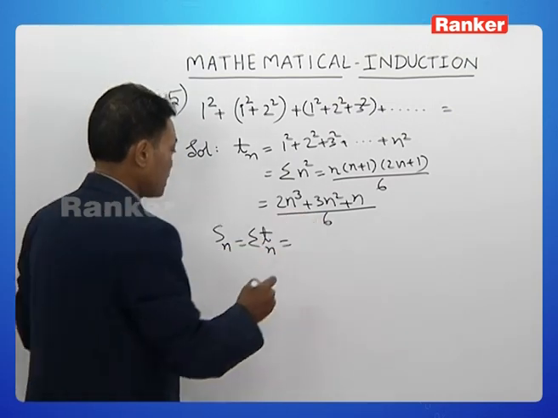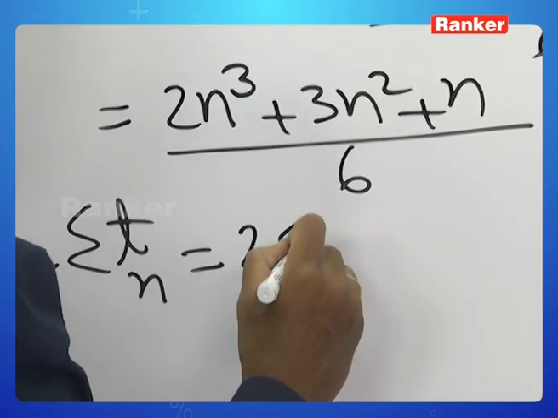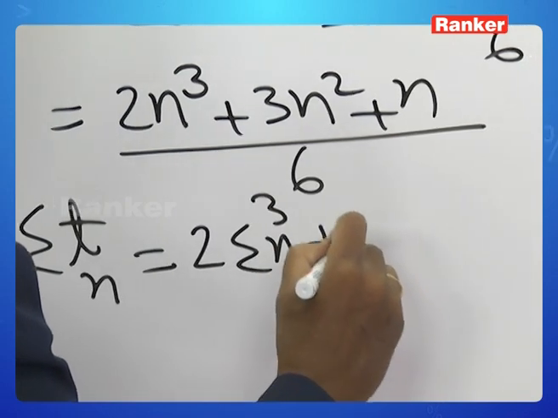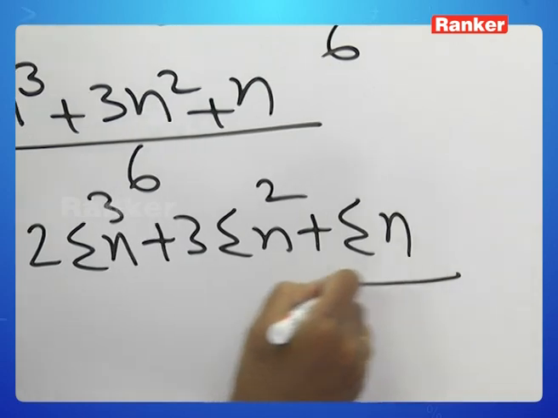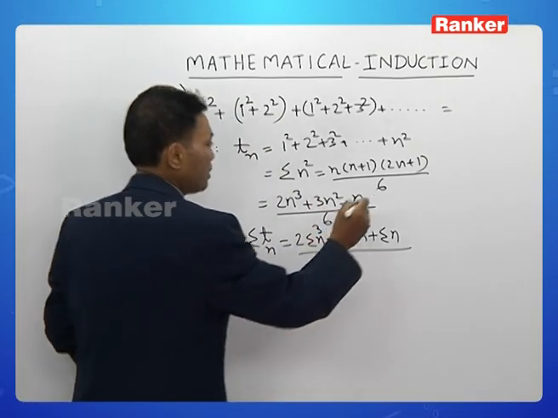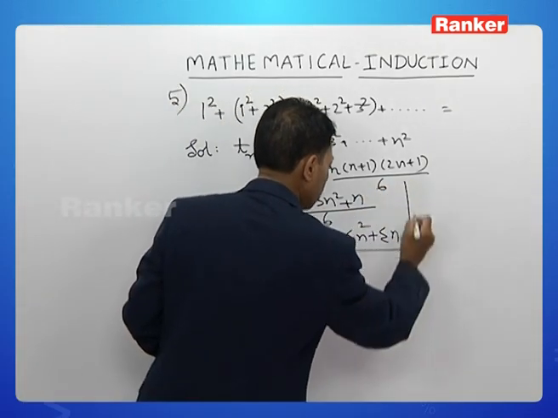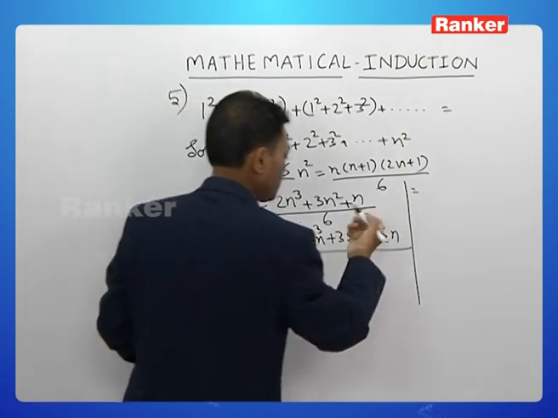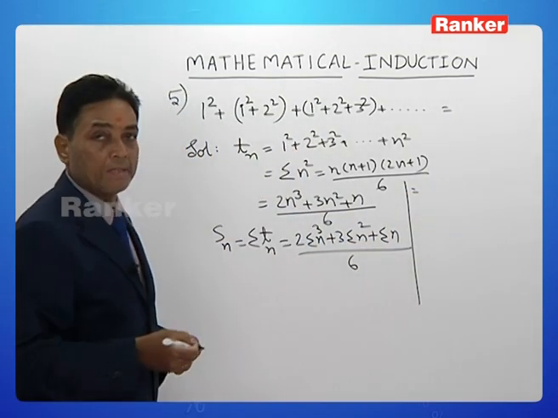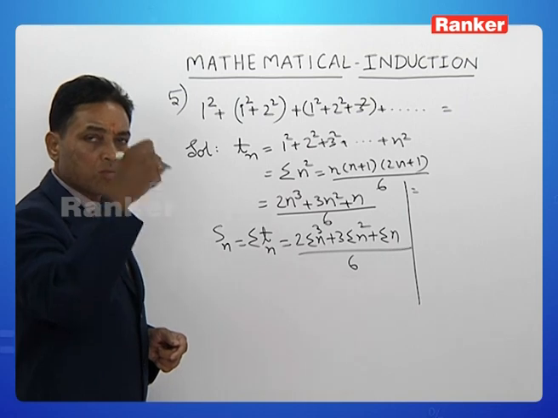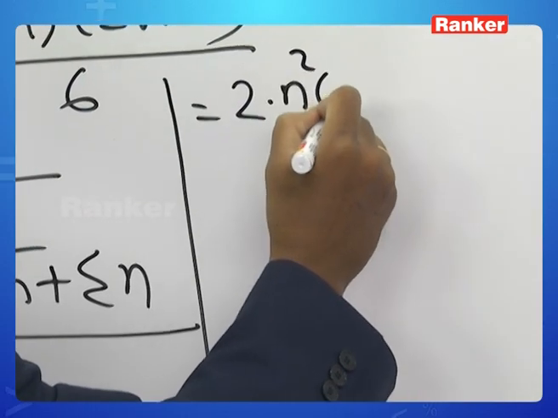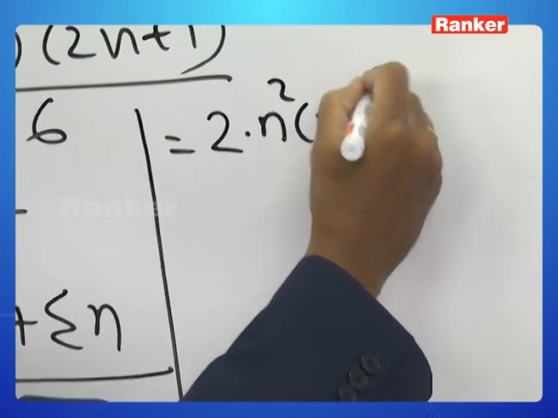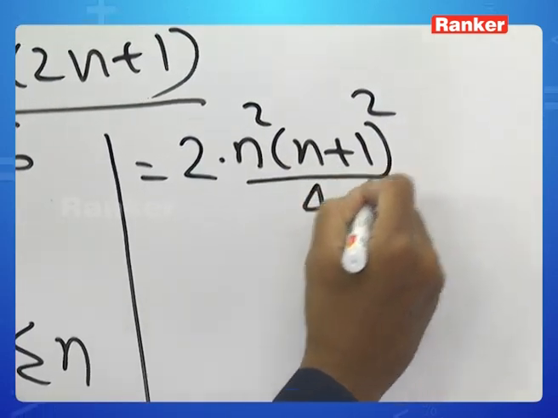I apply sigma for this. So, 2 into sigma n cube plus 3 into sigma n square plus sigma n, whole by 6. Now, let us simplify these values and see. So, 1 by 6 is common, 2 into sigma n cube. Sigma n cube is n square into n plus 1 whole square by 4. Yes, right.